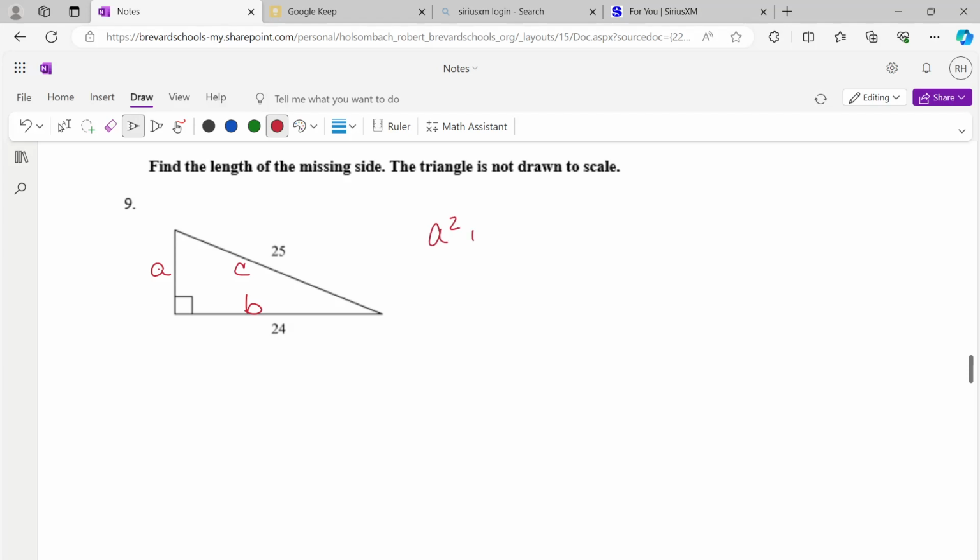So A squared plus 24 squared equals 25 squared. I'm going to subtract 24 squared from each side. So our A squared is equal to 25 squared minus 24 squared, which equals 49. And then we're going to find the square root of each side, and our A is equal to 7.